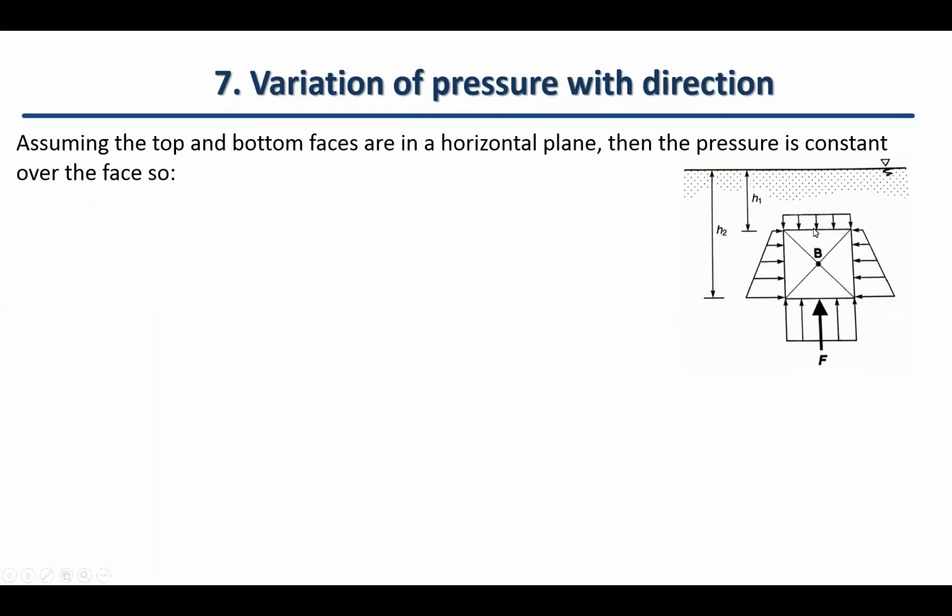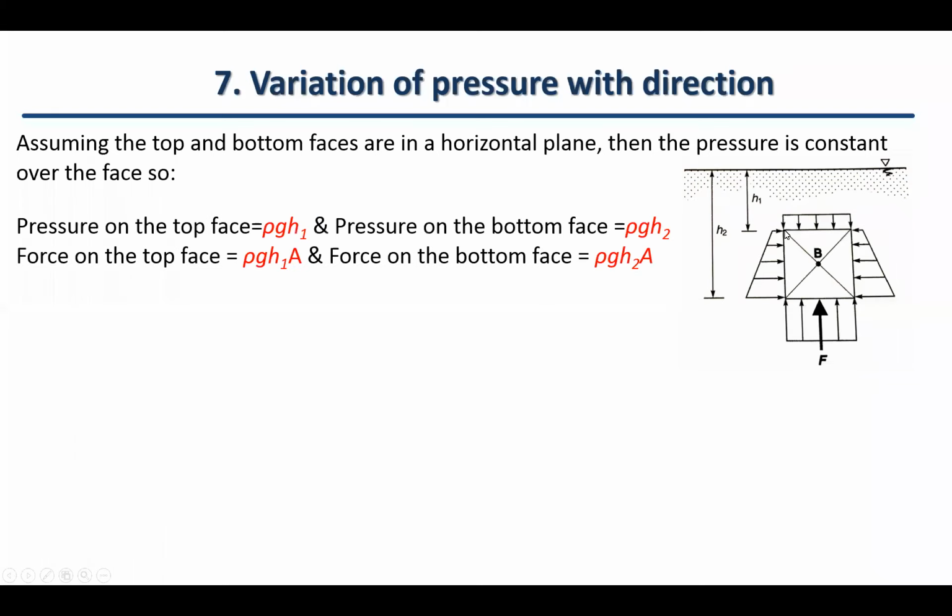You can see here, for example, the pressure from the top is the same throughout the top surface, and the bottom is the same. But from the side, we have a distribution of the pressure increasing from the top to the bottom. So the pressure on the top is rho g h1, and at the bottom you can write rho g h2, because the height is h2 to the water surface.